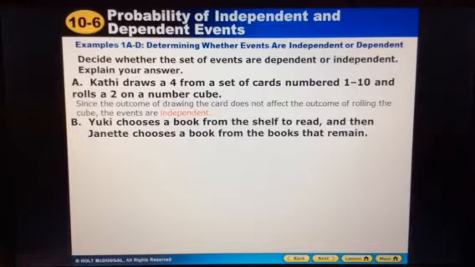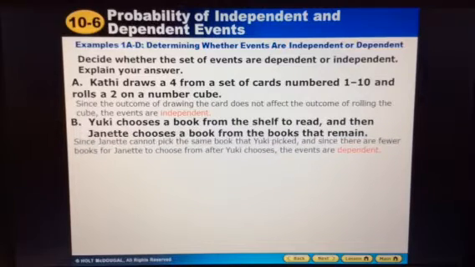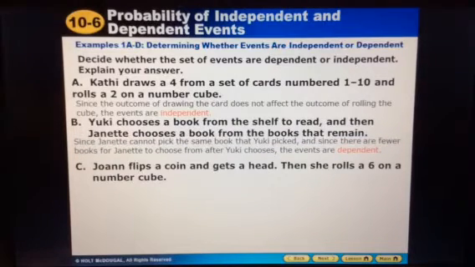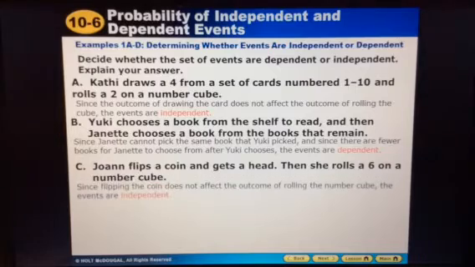Second one, Yuki chooses a book from the shelf to read, and then Jeanette chooses a book from the books that remain. Well, depending on what Yuki chooses, it's going to affect Jeanette's choice, so that is dependent. And then C, Joanne flips a coin and gets a head. Then she rolls a 6 on a number cube. No effect on each other, so that's independent.